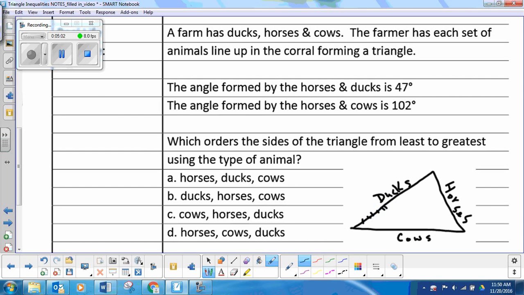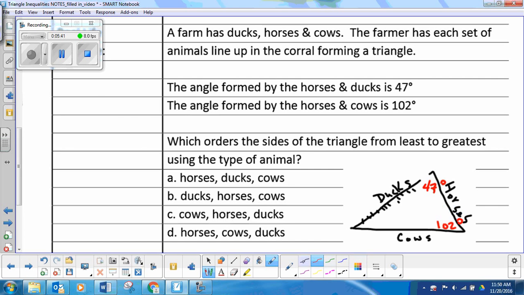And what we're saying is that these ducks are all lined up in a row and so on and so forth. All right, so they have formed a triangle, and you can see that an angle formed by the horses and the ducks is 47 degrees. So here's my horses, here's my ducks. They're saying this angle here is worth 47. Let me change that color so it looks a little prettier. All right. This angle here is 47 degrees. They also say that the horses and the cows, here's my horses, here's my cows, the angle formed here is worth 102.